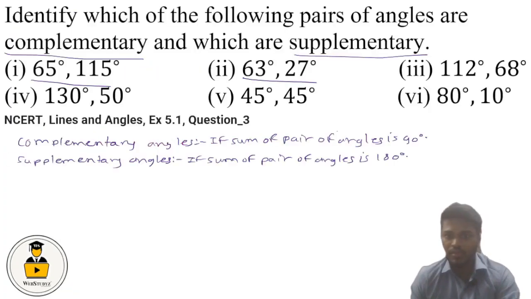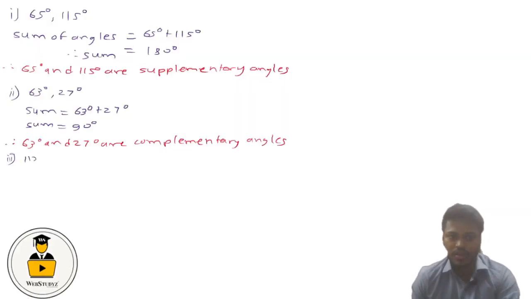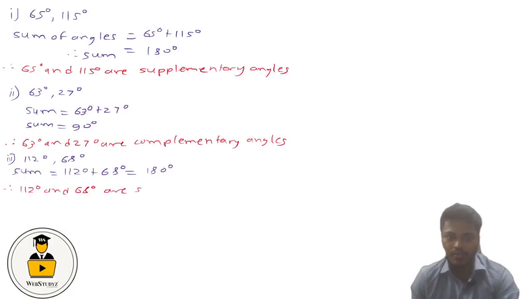Now let us consider the next pair of angles. So we have been given 112 and 68. Let us calculate the sum. So 112 degrees plus 68 degrees, the sum comes out to be 180 degrees. Now since the sum is 180 degrees, therefore we can say that 112 and 68 degrees are supplementary angles.